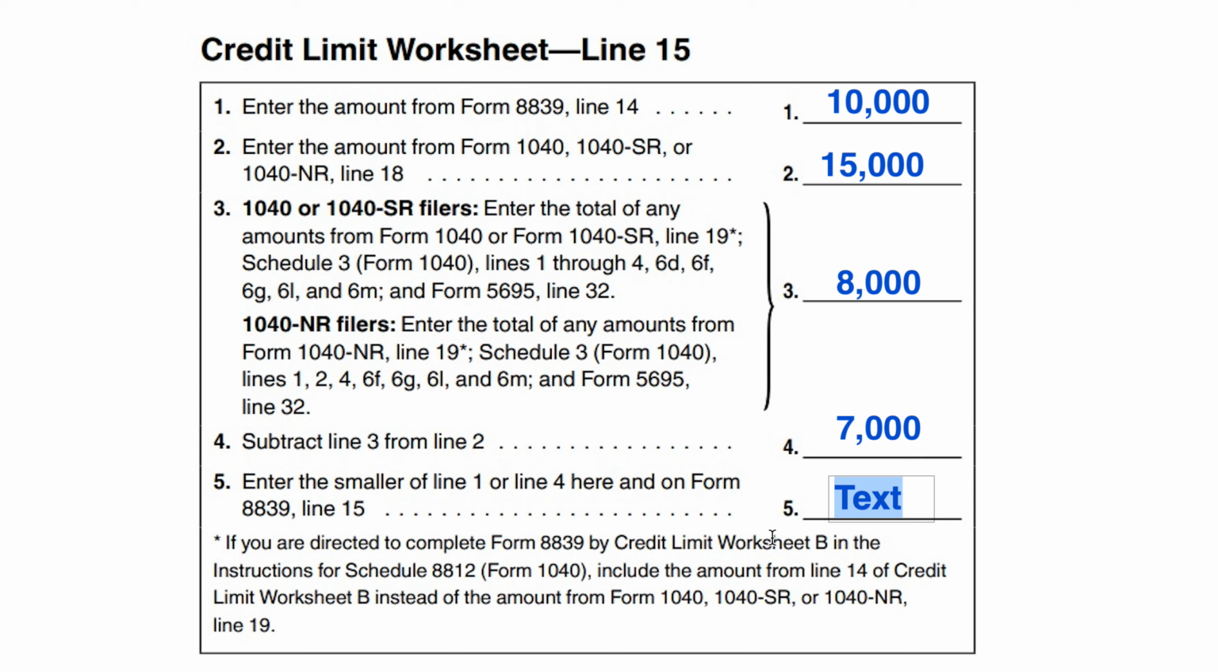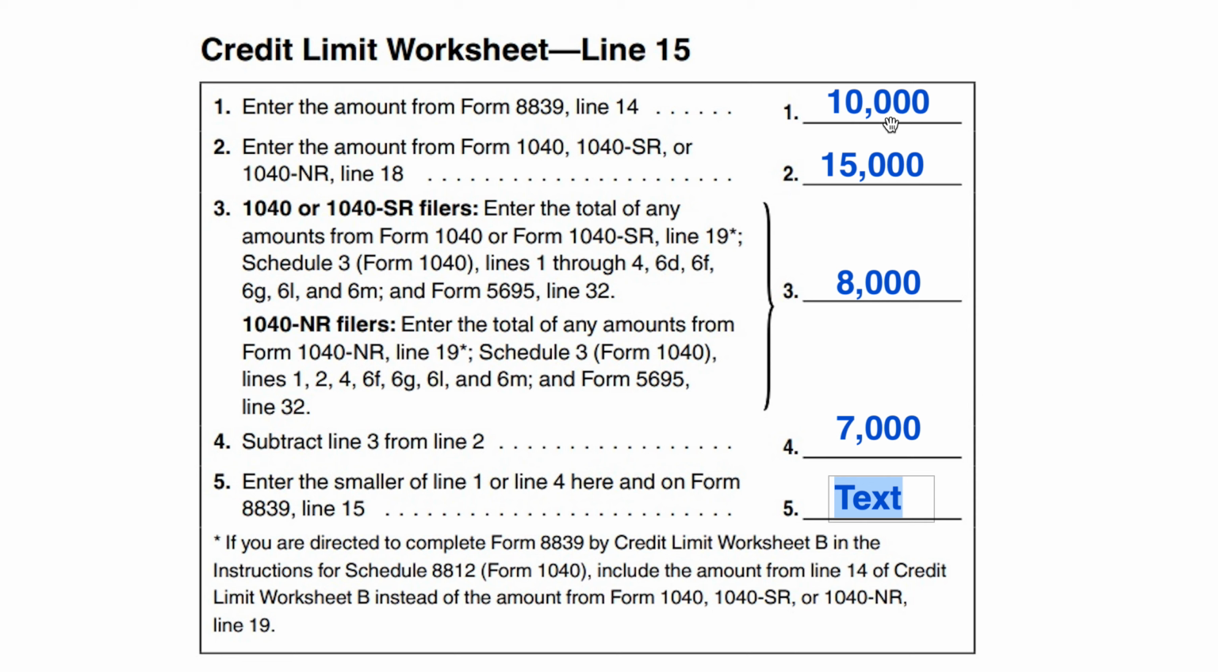So this is a five-step process. There are a lot of forms that we're going to cite in this video and a couple of other videos. I'm going to put in the show notes links to articles and videos about all of the forms and schedules mentioned here. But what we're going to do is explain where each of these numbers come from in your tax return so that you know where to look for it. So let's start with line 1.